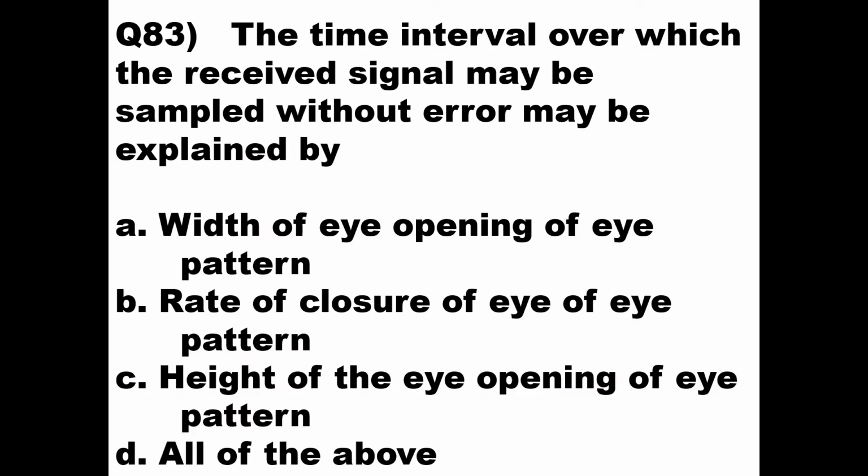Next we'll go to question number 83. The time interval over which the received signal may be sampled without error may be explained by the eye pattern, by knowing the width of the eye opening. If you know the width of the eye opening, then the time interval over which the received signal may be sampled without error can be explained. So the option will be option A, width of eye opening of the eye pattern.